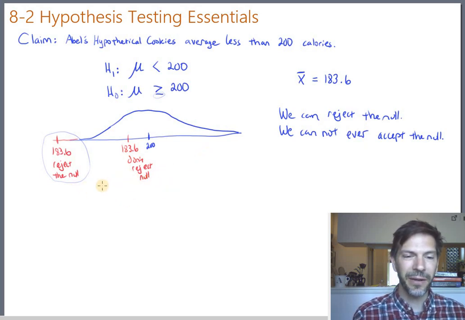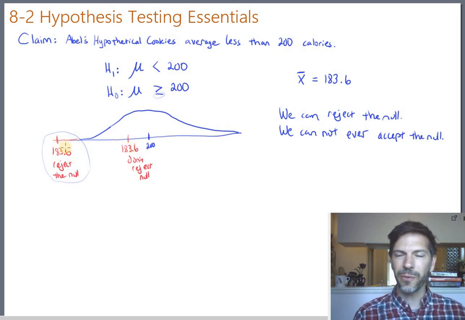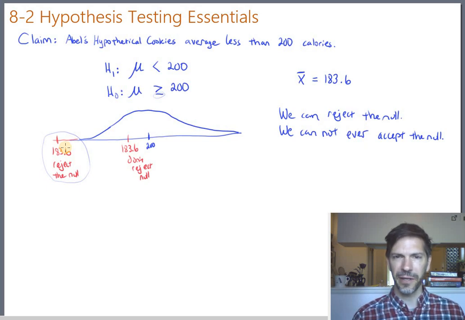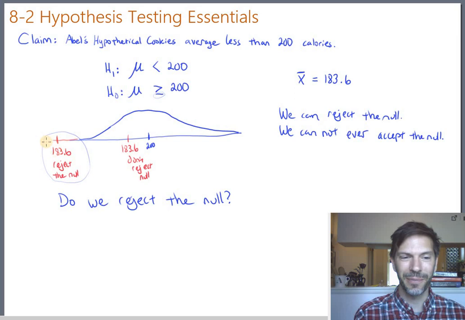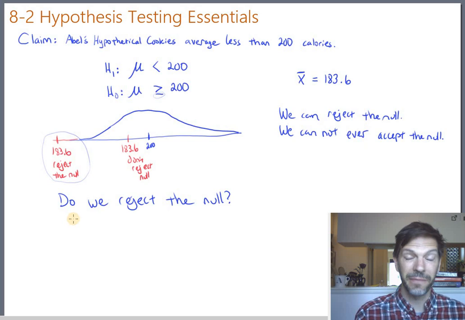So the way we figure out whether this 183.6 is here or here, it turns out we're not actually going to graph the curve every time. We could do that, but we have a more efficient way of figuring this out. To answer the question, do we reject the null, we are going to find the probability of our sample. We're going to find out where it sits on the curve by figuring out probability.